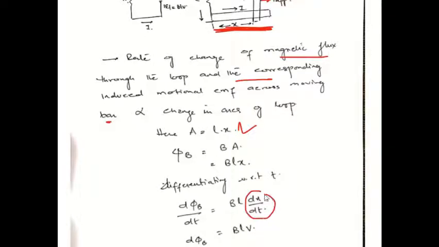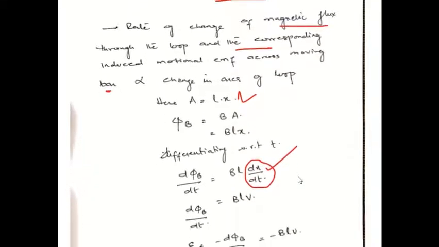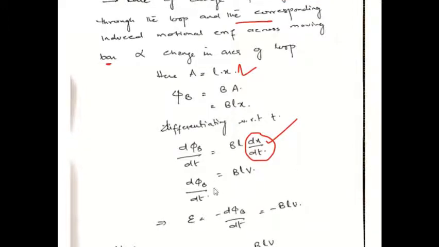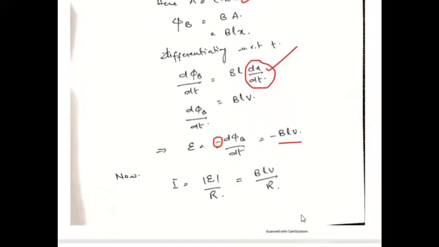This is the rate of change of displacement. The rate of change of displacement gives me velocity, and I can write it as BLv, which equals d phi_B over dt. We know from Faraday's law that the rate of change of magnetic flux equals the induced EMF, and this induced EMF always opposes the change in flux. So we can write E equals minus d phi_B by dt, which equals minus BLv.